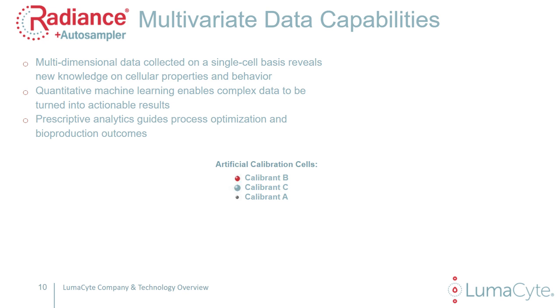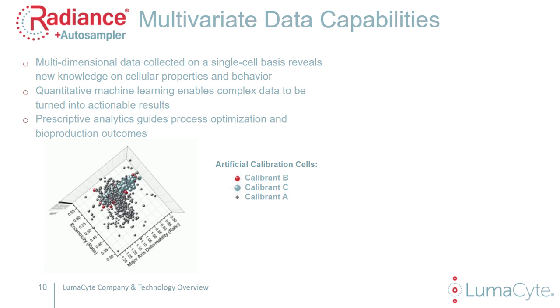So I've talked about multivariate data capabilities. Having multivariate data on a single cell basis gives us new information and new ways to look at cells and their behavior. And it opens up the world for quantitative machine learning, and we're doing this in a number of industrial applications for vaccine production already. And the ability to have prescriptive analytics, right, that will guide process optimization and bioproduction outcomes. Very similar to what I talked about for the CAR-T project and predicting success of an immunotherapy.